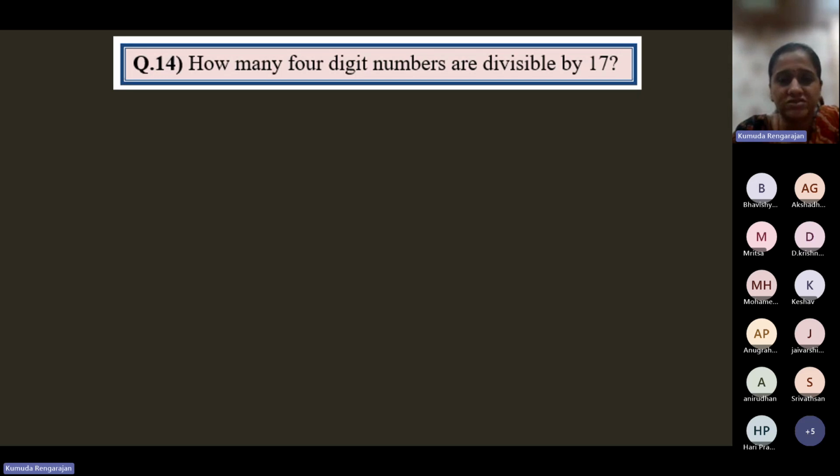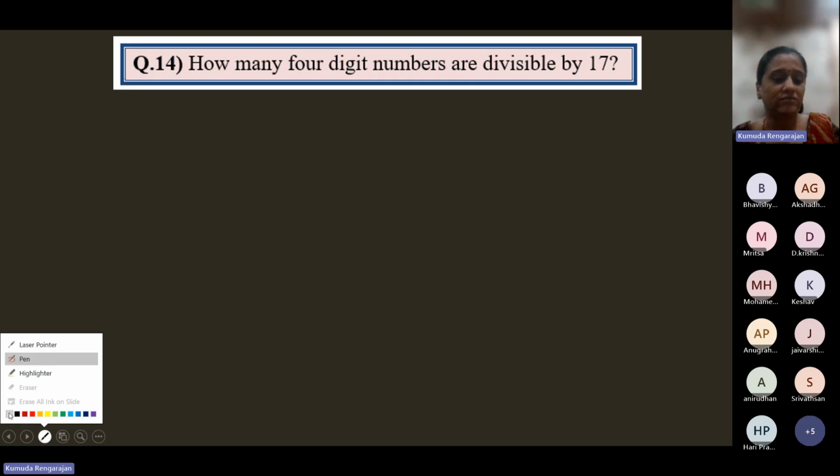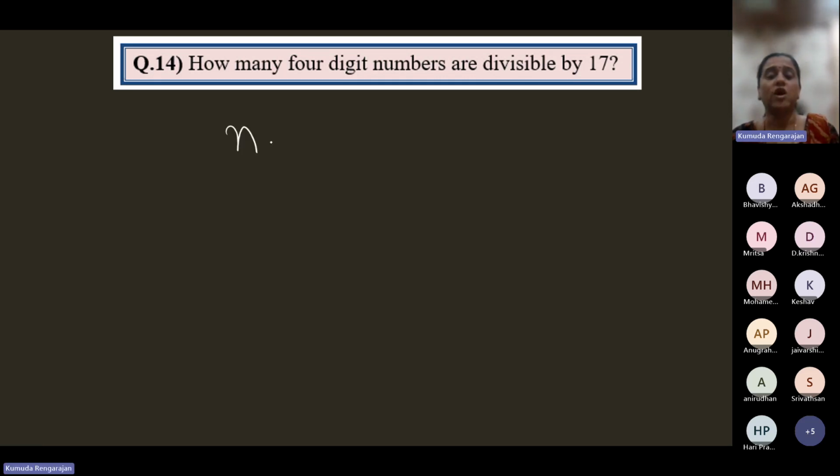So you have to find the first 4-digit number divisible by 17 and the last 4-digit number divisible by 17. Then once you find the first number, you can add 17 to find the next number, further add 17 to get the third number and so on. And the question is how many? So you must find n.